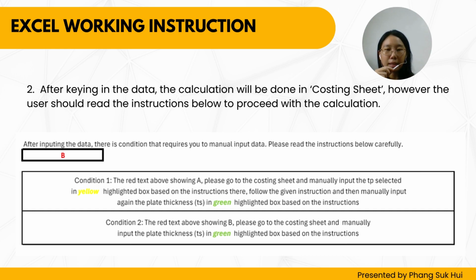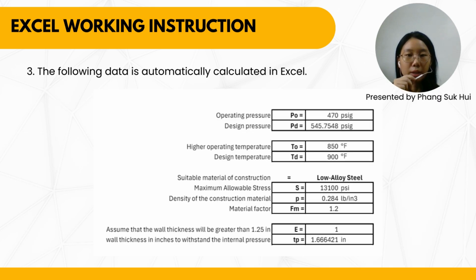Second, after keying in the data, the calculation will be done in the costing sheet. However, the user should read the instructions below to proceed with the calculation. After inputting the data, there will be two conditions that require the user to manually input the data. As shown in the tick box there, either A or B will appear in that box, which relates to condition 1 and condition 2 respectively. The following data will be automatically calculated in Excel.